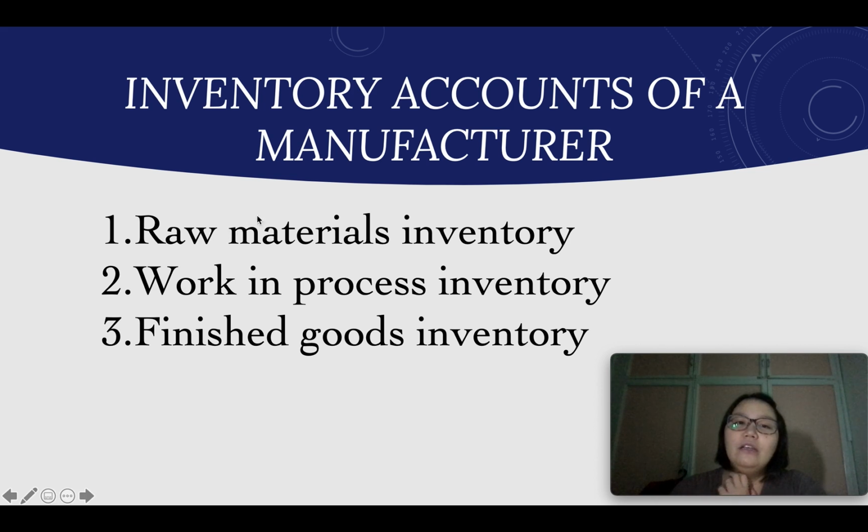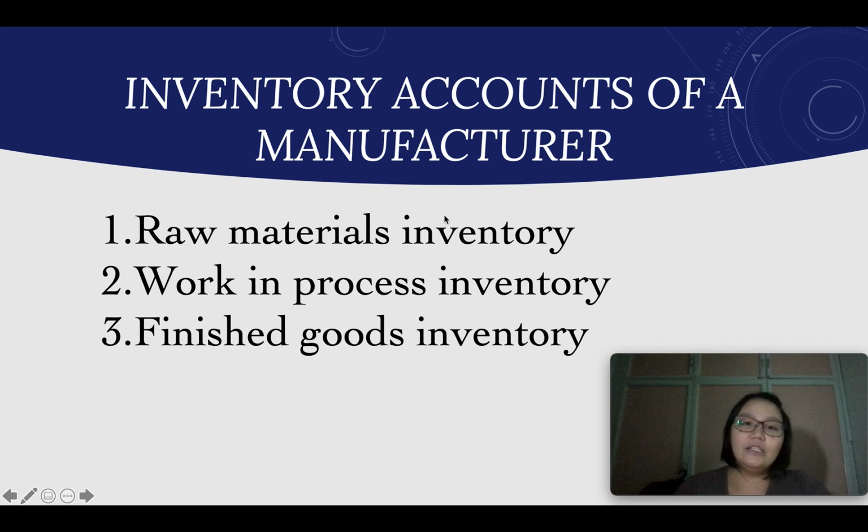Basically, the raw materials inventory is the inventory account that we use for the raw materials, or the goods that we purchase which are awaiting processing. So the goods that we need in order to manufacture the products, if they are not yet used in production, their cost is included as part of the raw materials inventory.